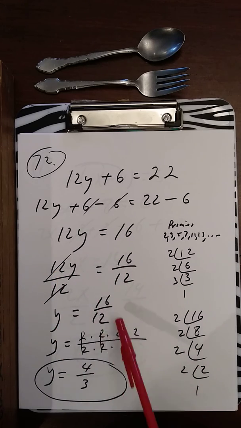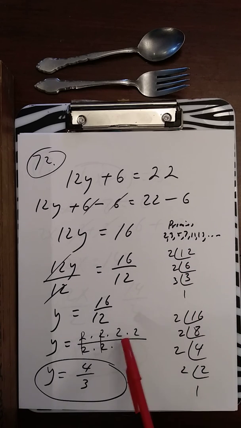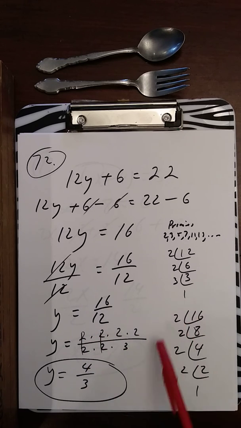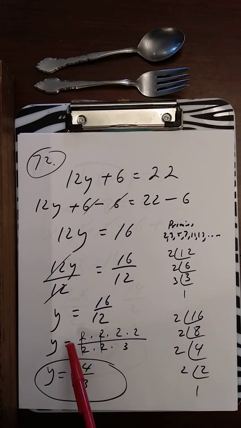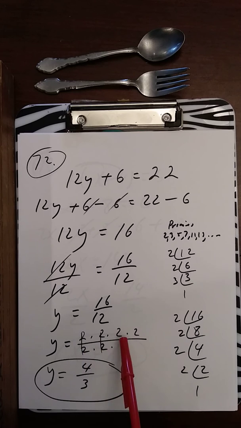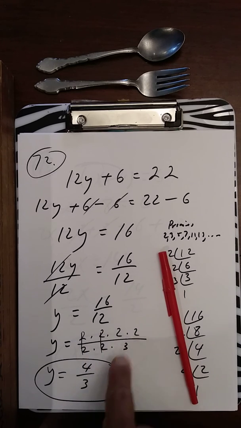So now this one, prime numbers, 2, 3, 5, 7, 9, 13, and so on. 2 divides 12, 6, 2 divides 6, 3, 3 divides that once. So this is 2, 2, 3 in the bottom. 12 divides, see that? 2 divides 16. So now, put them in there, cancel, cancel. We're left with 2 times 2 on top, and 4. 4 and 3, that's it.